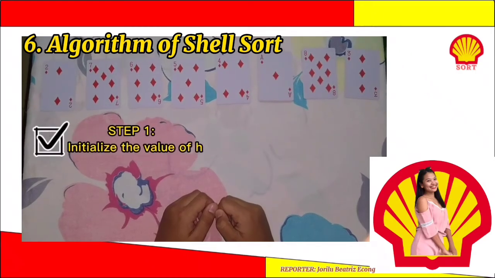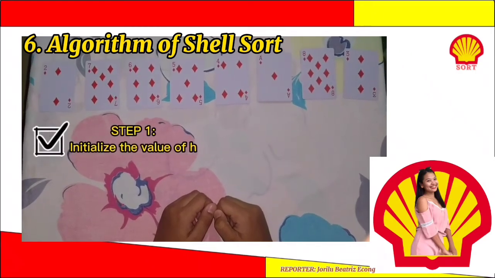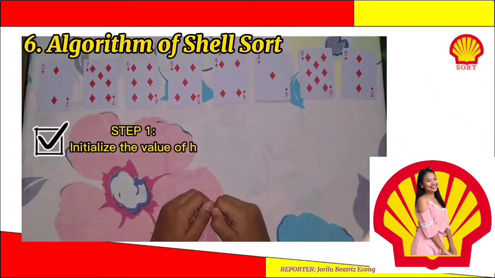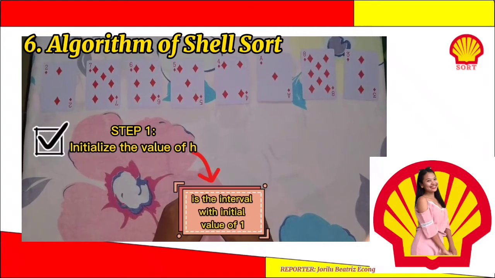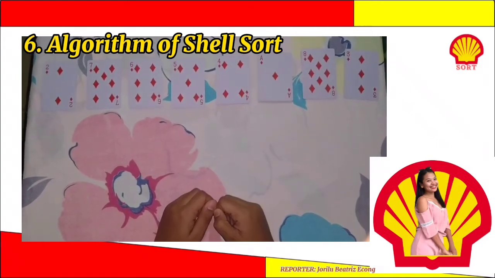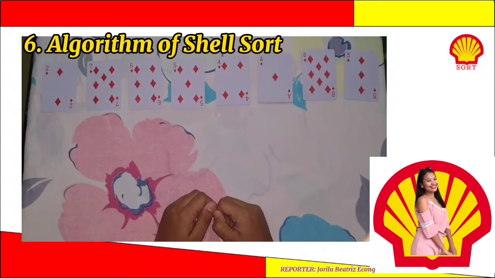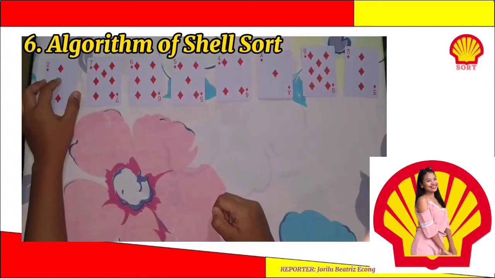Step 1. Initialize the value of h. This h is the interval with an initial value of 1. So, here in our 8 cards of diamonds, the interval with the initial value of 1 is this.